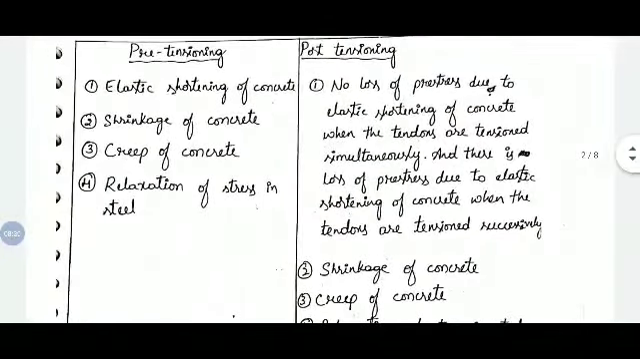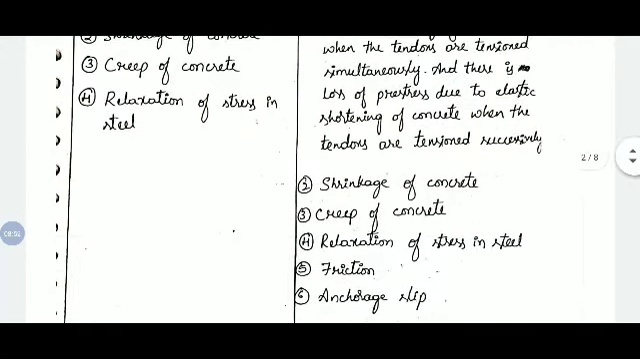So under which method of pre-tensioning, what are the forces we come across with? If you consider pre-tensioning: elastic shortening, shrinkage, creep and relaxation. If we are calculating for post-tension purpose: elastic shortening, shrinkage, creep, relaxation of stress, friction, and the last one is anchorage slip. Based on the question you need to consider, and all these losses are available in the codebook IS 1343.